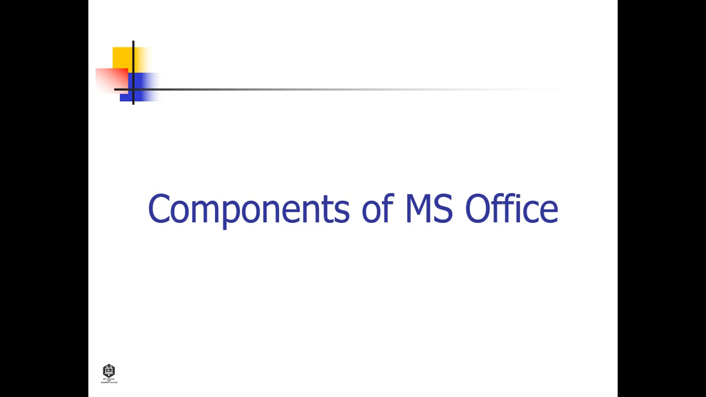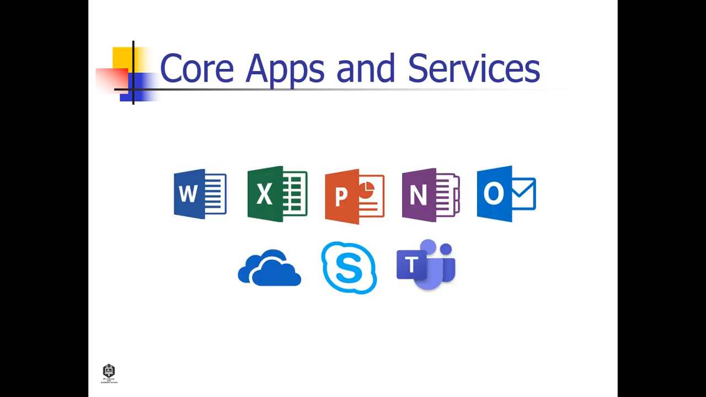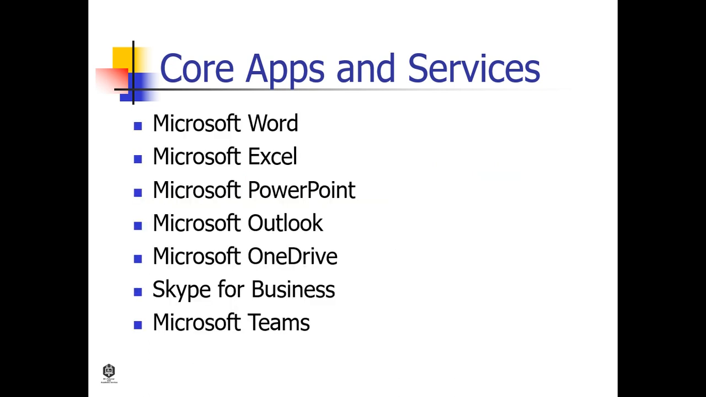Let's talk about the components of Microsoft Office. Components of Microsoft Office are composed of core apps and services, Windows-only apps, mobile-only apps, server applications, and web services. First, the core apps and services. Core apps and services include the following: Microsoft Word, Microsoft Excel, Microsoft PowerPoint, Microsoft Outlook, Microsoft OneDrive, Skype for Business, and Microsoft Teams.